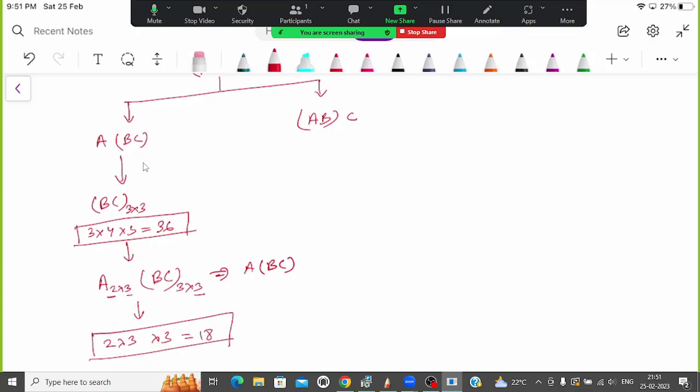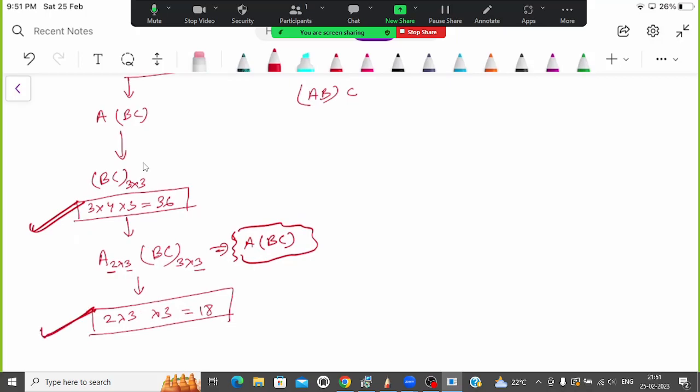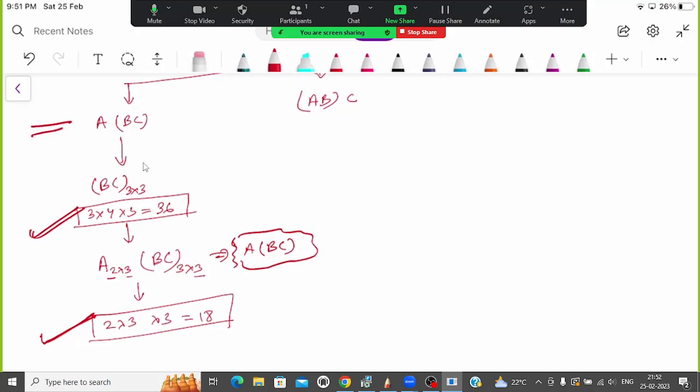This is 18. So finally you got the A, B, C matrix. And so total number of multiplication, how much? That is 36 plus 18 to get the matrix A, B, C from this process. Okay. So you add 36 to 18. Total number of multiplication is 54.